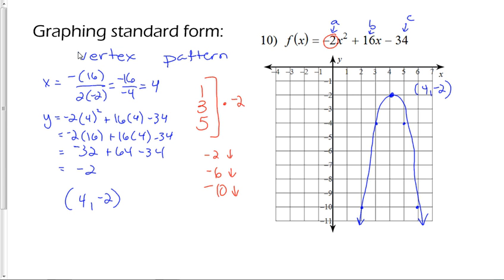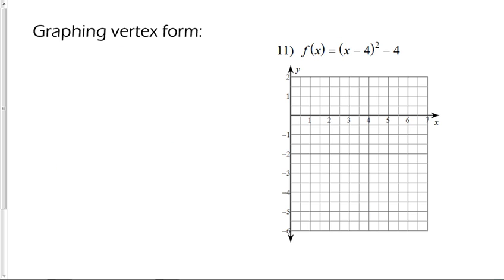Okay, so again, if you don't quite get the standard form one, rewind it, look at it again and again and again. You have to do that entire worksheet before you're allowed to retest. Let's look at the vertex form. Again, we need the vertex and the pattern. In vertex form, the vertex is super easy. Here is h, here is k. Remember, h is the opposite and k is the same. So the vertex is the opposite of negative 4. That's just 4. And k is negative 4.